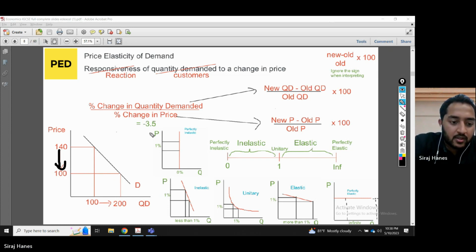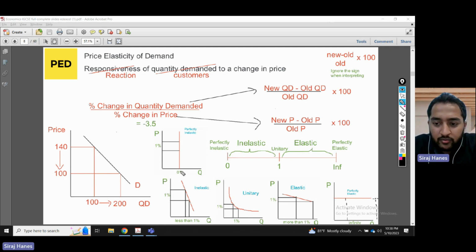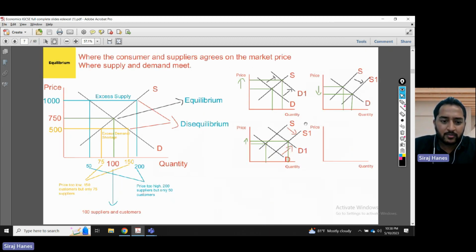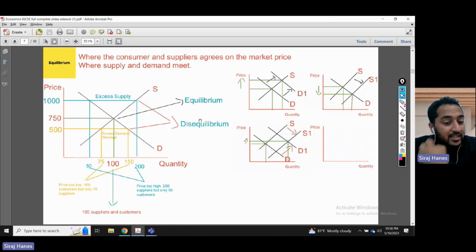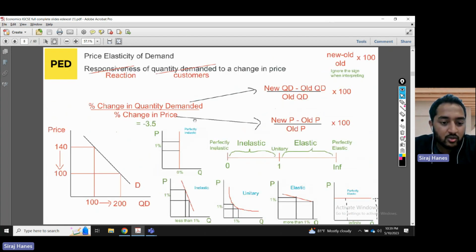Now, let's move forward, guys. When it comes to PED, let's say we have got minus 3.5. Remember that PED will forever be a minus figure. PED will never be positive. This is because of the inverse relationship of demand. Negative indicates an inverse relationship. If I go back to my demand curve, you can see that if the price goes down, quantity goes up, and if price goes up, quantity goes down. It's an opposite direction, so it's a negative relationship. This is why PED will forever be negative.